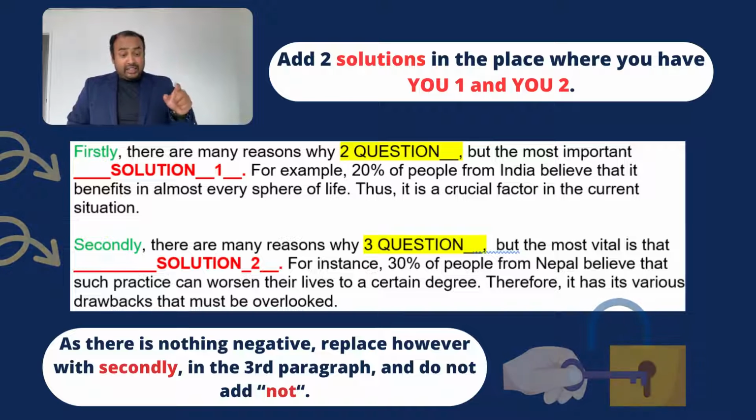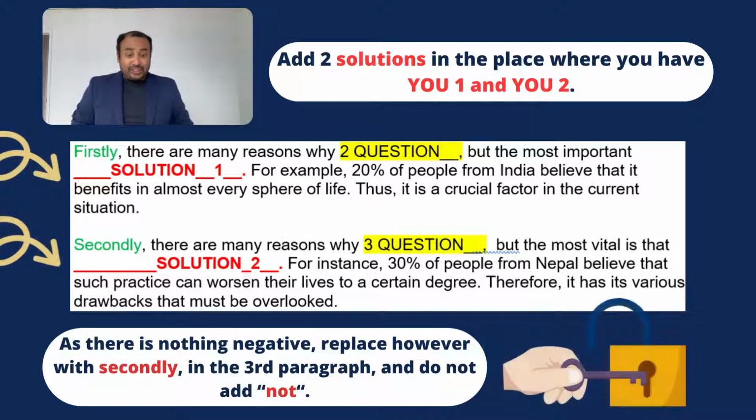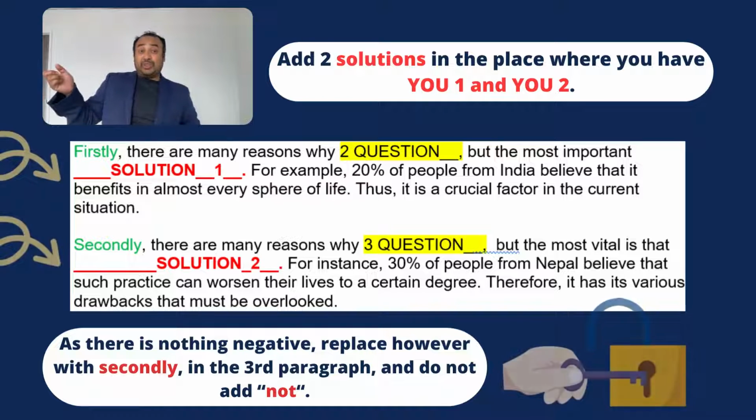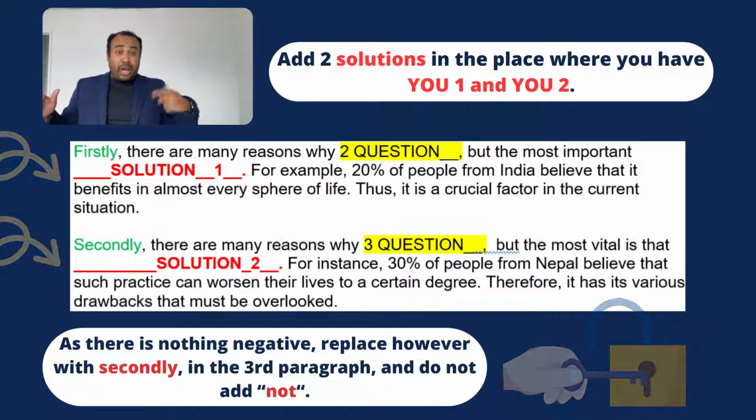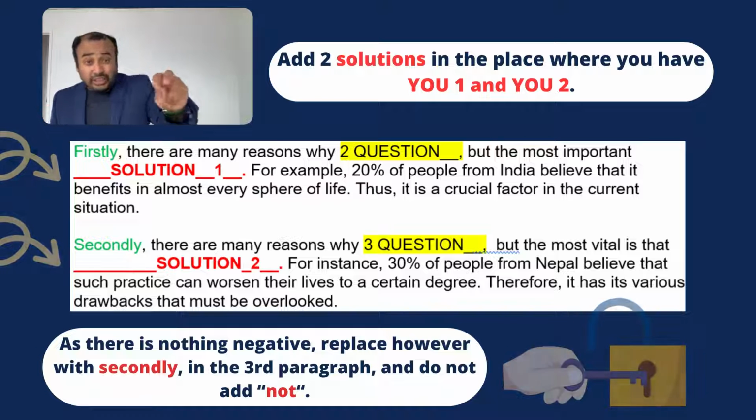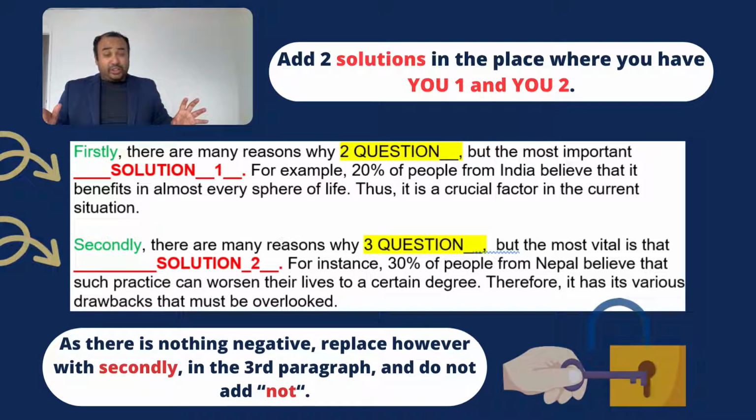Just repeating again, instead of saying positive and negative aspect, you need to say problem and solution. And instead of saying however in the 3rd paragraph, you change that into secondly. And also the question, you know how we add the word not in the question. Here you don't add the word not.